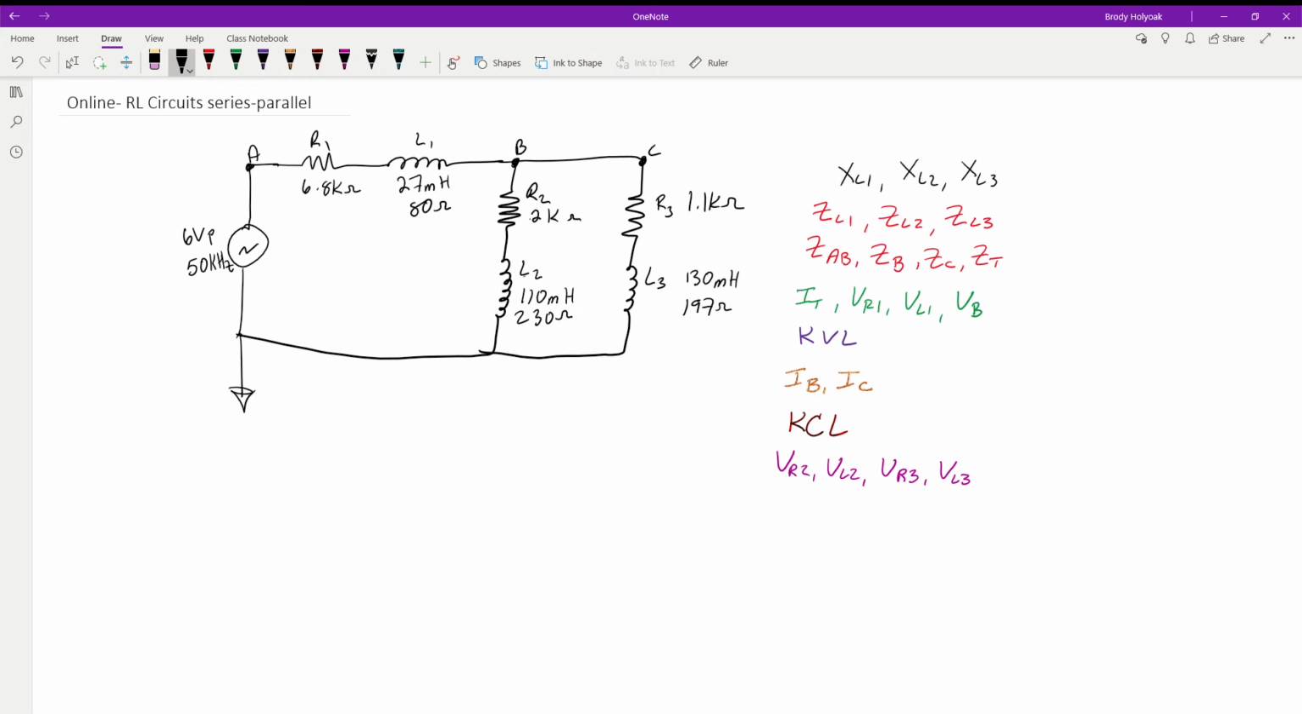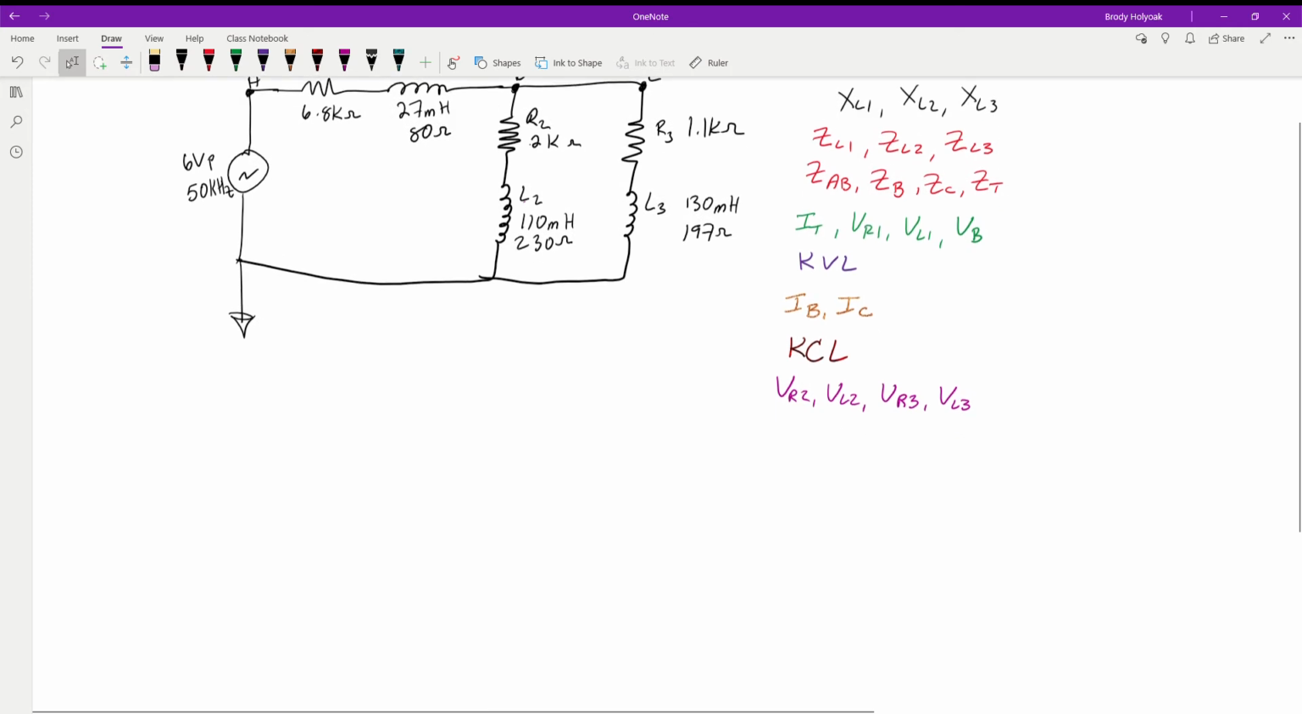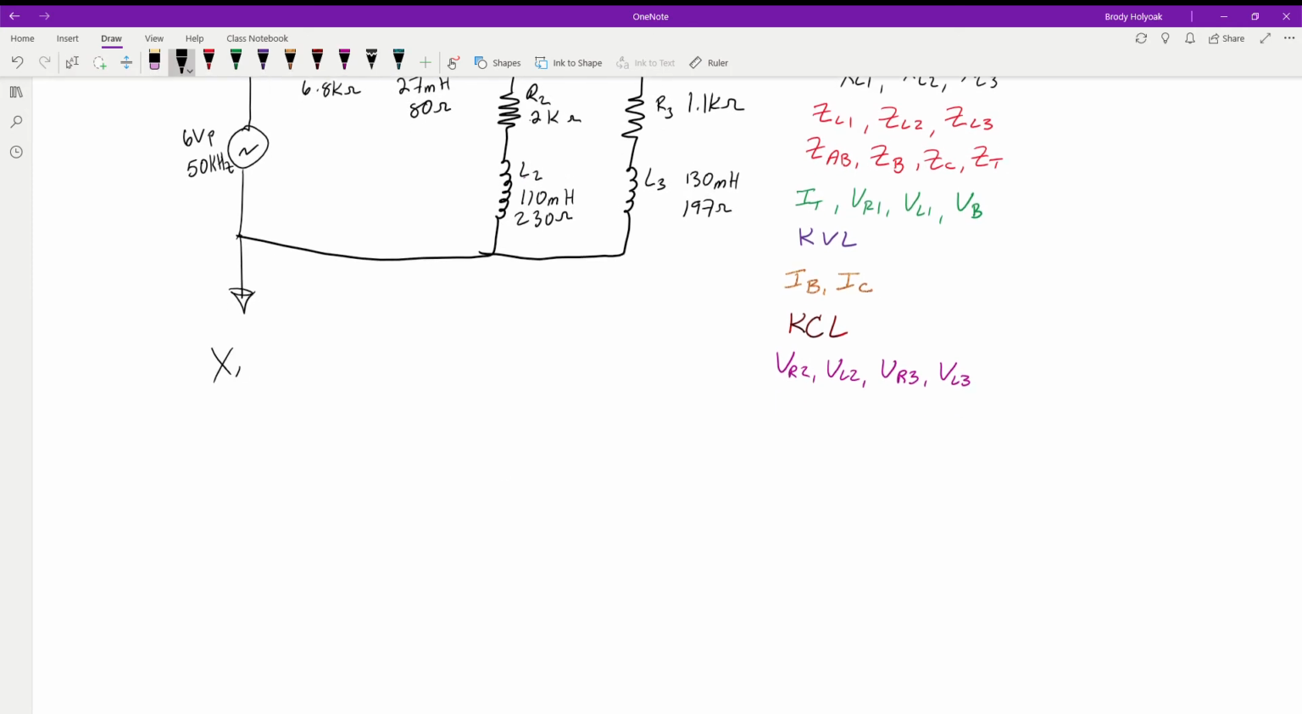Okay, so let's just get started into this guy. So the first thing we want to find is the reactance values for each of our inductors. So remember, to find the reactance of an inductor, it's equal to 2 pi times the frequency times the inductance. So the reactance for inductor 1 is 2 pi times our frequency, which is 50 kilohertz, times our inductance, which is 27 millihenries. So when we solve that, that comes out to be 8482 at an angle of 90 degrees, and that's in ohms.